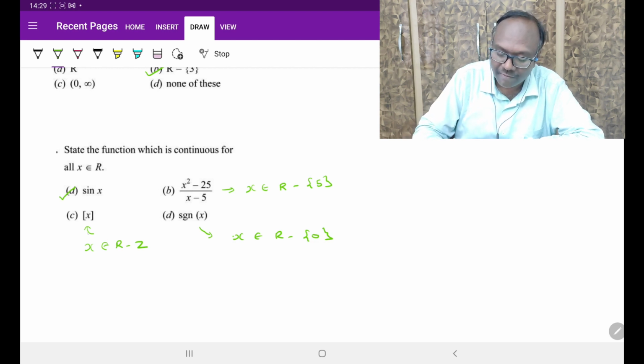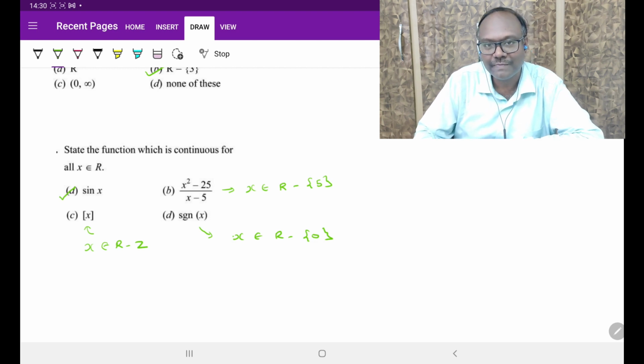So the question may be any one among these. Different questions can be framed. Suppose the question asked is where the function f of x equal to greatest integer function is continuous, then we say x belongs to R minus Z. The points of discontinuity of f of x equal to step x is x belongs to Z. So if we are very clear with the concept, we are able to answer all these questions.